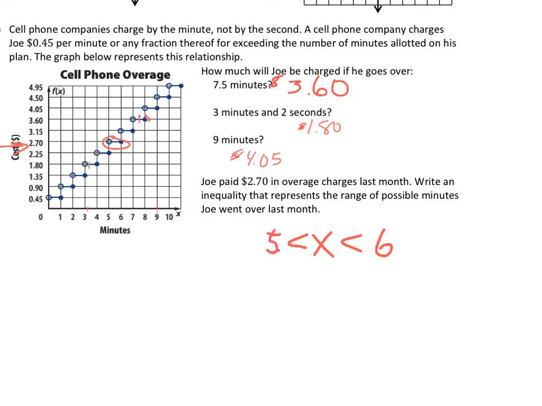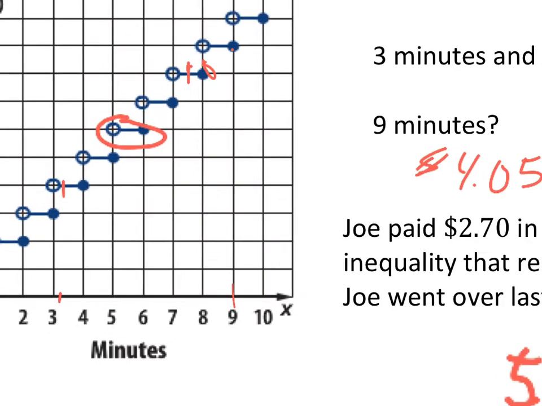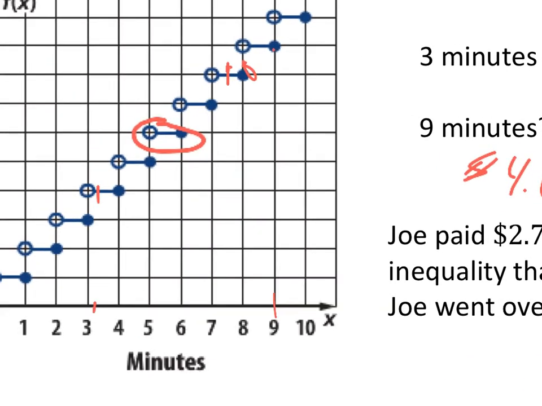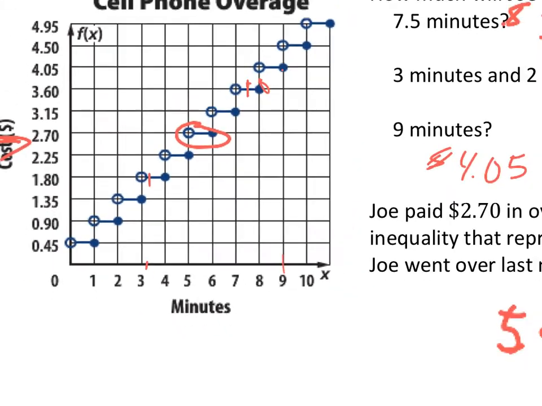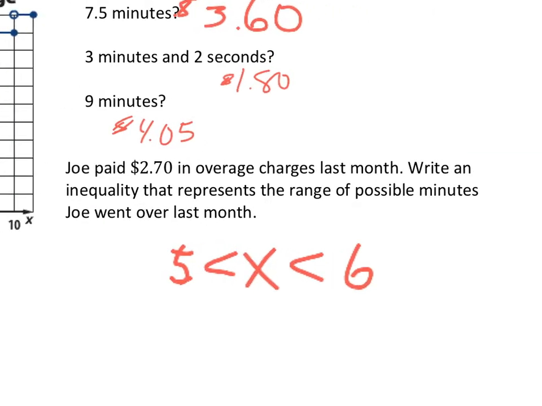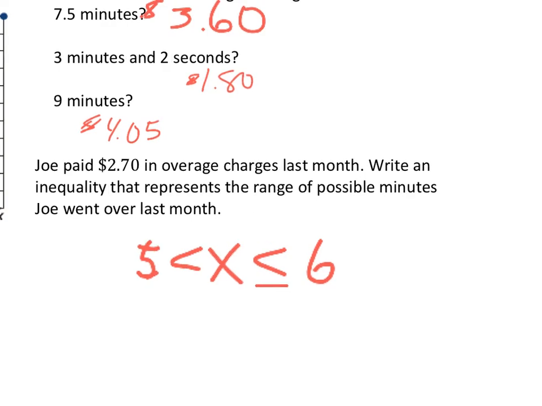Now, if he speaks for equal to 5, he would only be charged $2.25. So X has to be greater than 5. Now, if he speaks for exactly 6 minutes, he would still be charged $2.70. So we need or equal to.